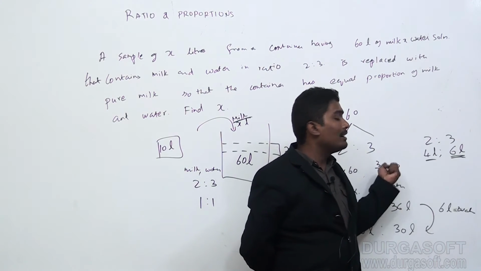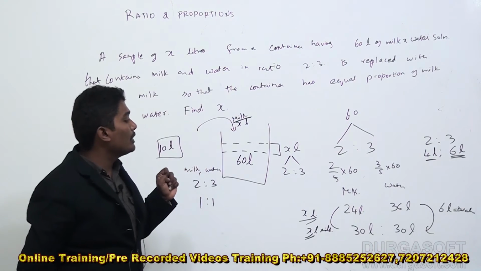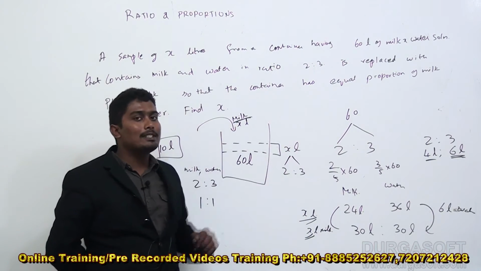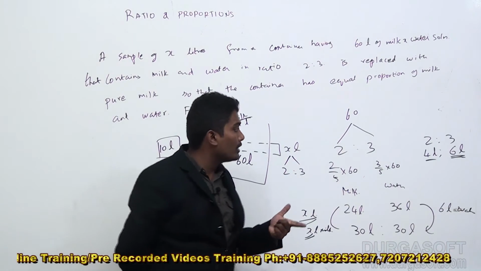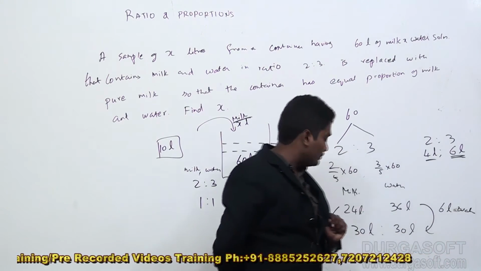So I will be removing 10 liters of the solution, and instead of that I will be adding 10 liters of pure milk, so that the ratio will become 1:1. So if I remove 6 liters of water, I will also remove 4 liters of milk. The total solution that I will be removing is 10 liters.